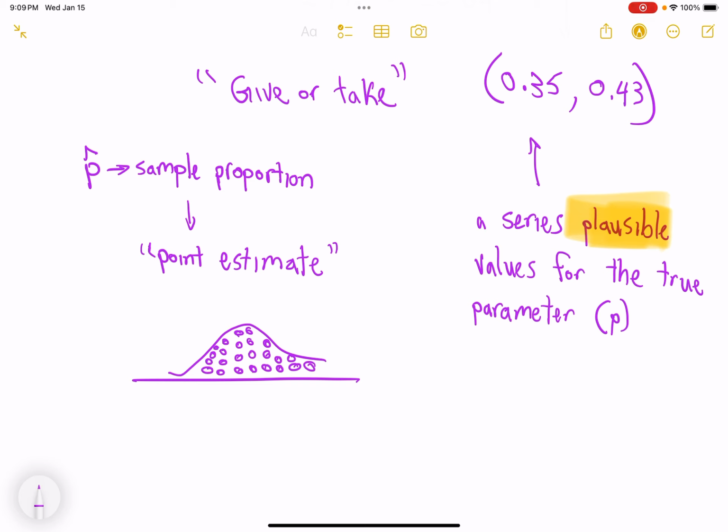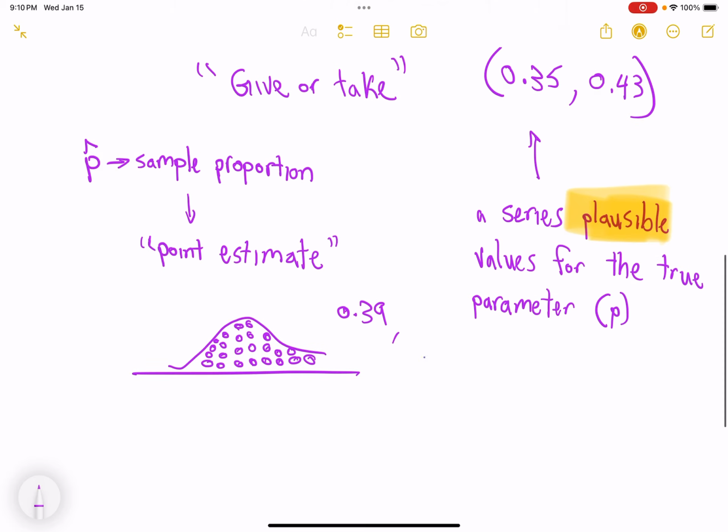So for this particular sample, I got 0.39. But it could just as easily, in a sample where I follow all the same rules and even have the same sample size of n equals 1004, I could have gotten 0.35. I could have gotten even lower. I could have gotten 0.29. I could have gotten any conceivable percentage approval rating, right? And we call that standard error or sampling error in this case.